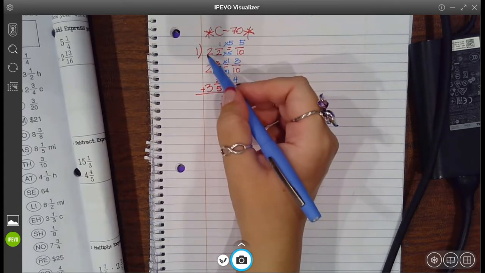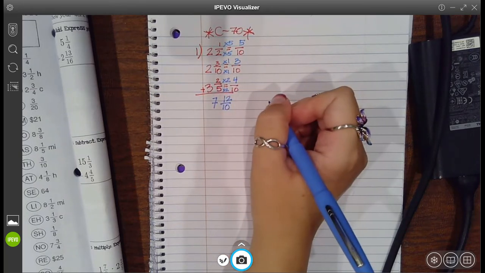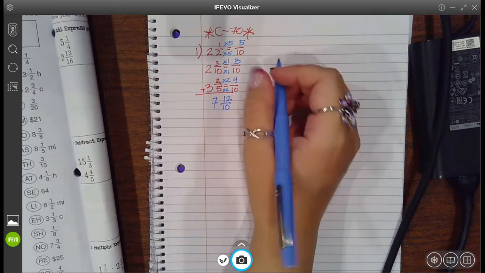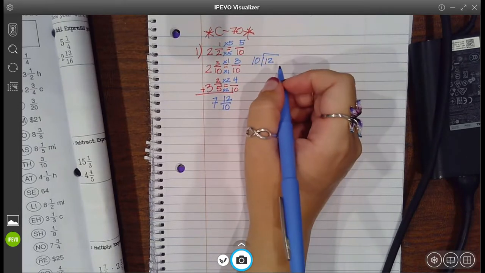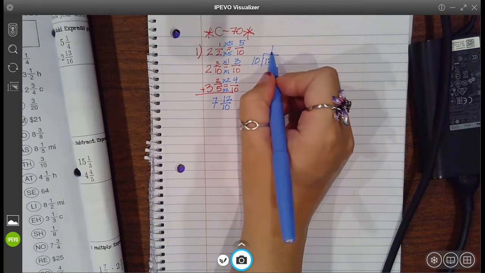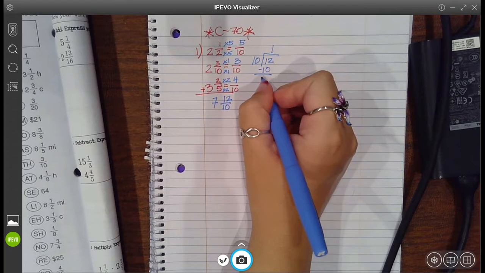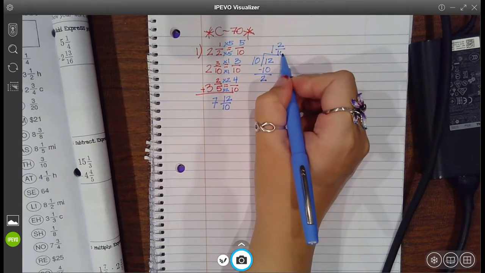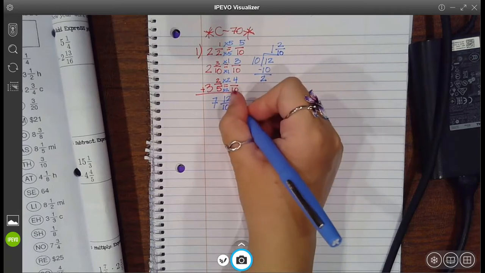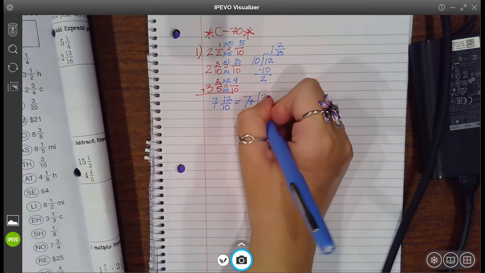Then don't forget those whole numbers. 2 and 2 make 4, 4 and 3 make 7. Now I would be done, except you can't leave it improper. So I need to figure out what 12 over 10 is. 10 goes into 12 once. 1 times 10 is 10. When you subtract that, you get a remainder of 2. So you put your remainder over what you divided by, which means 12/10 is the same thing as 1 2/10.